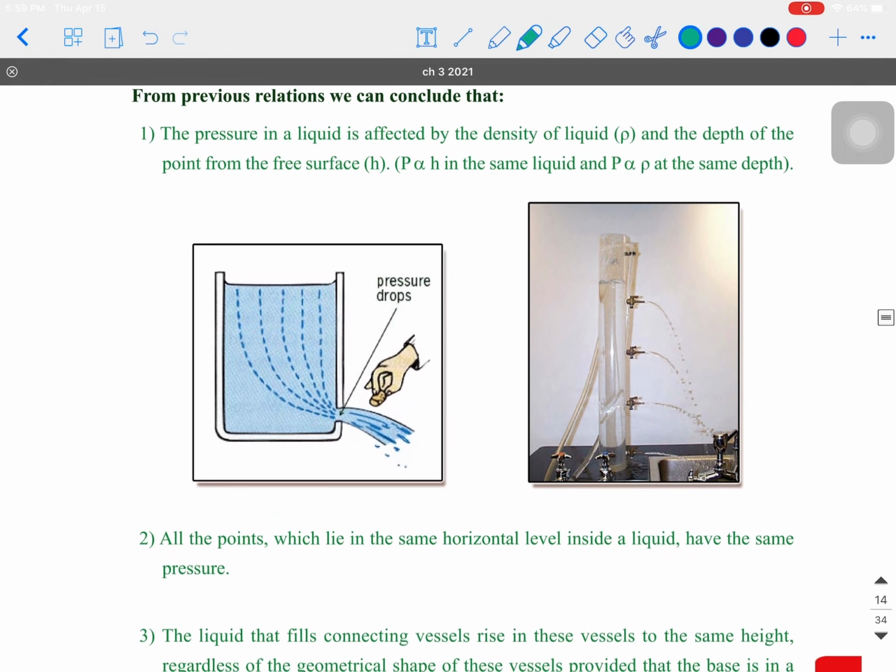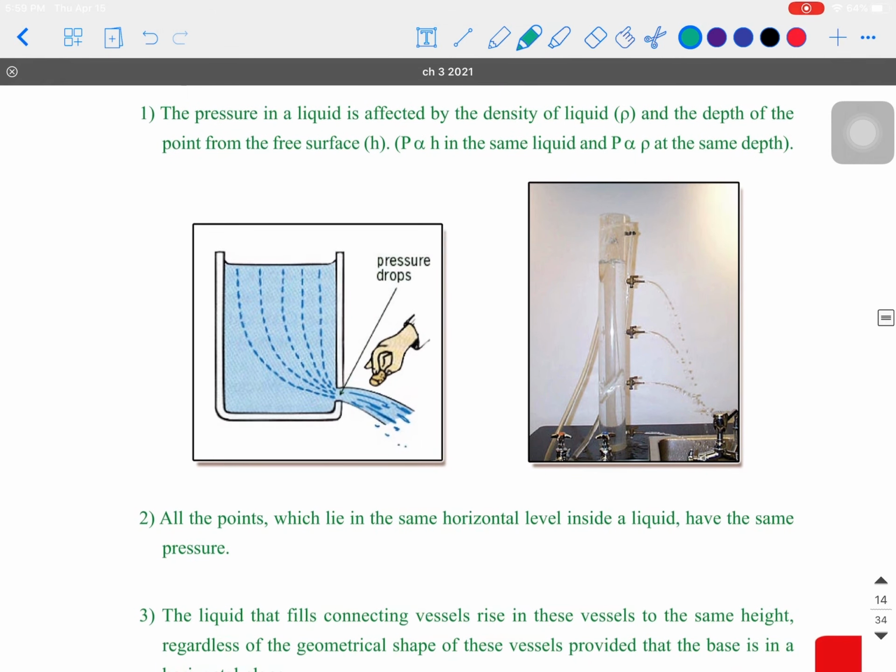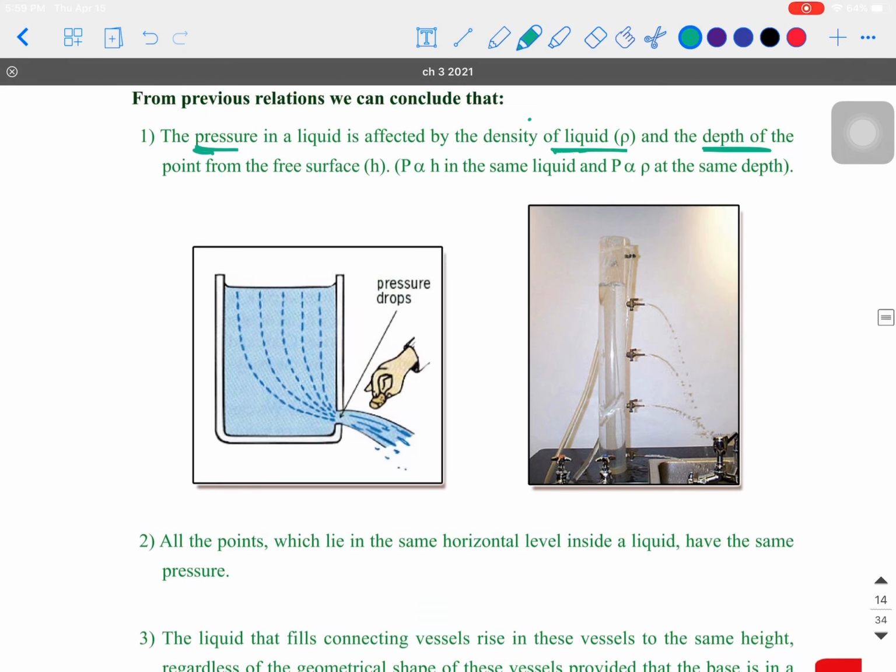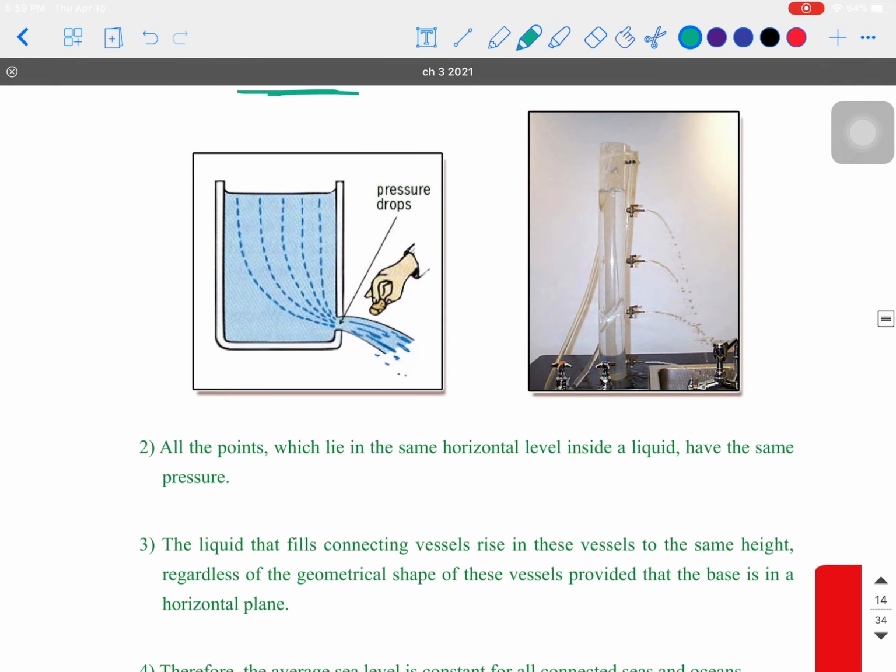We have to conclude three main points: that the pressure is affected by the density and the depth, as long as we are on the same planet, from the free surface H. All points in the same horizontal level inside the same liquid must have the same pressure.